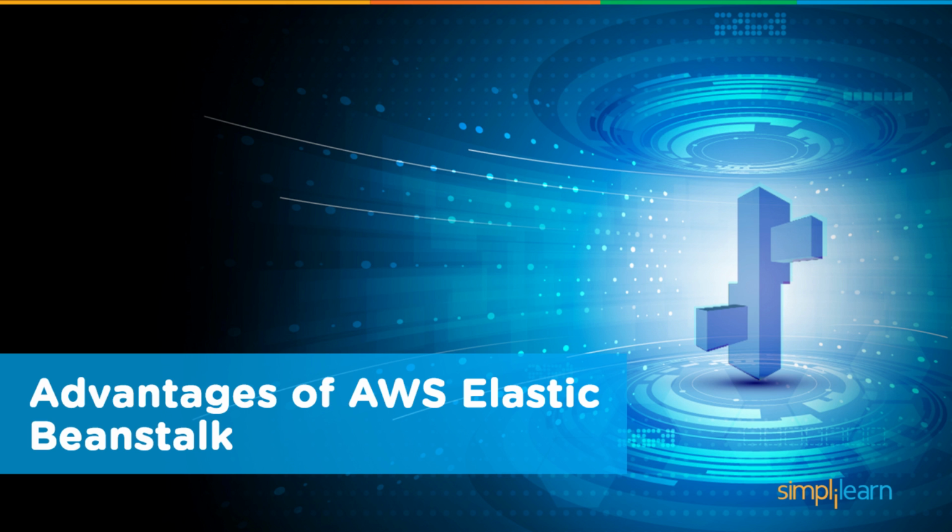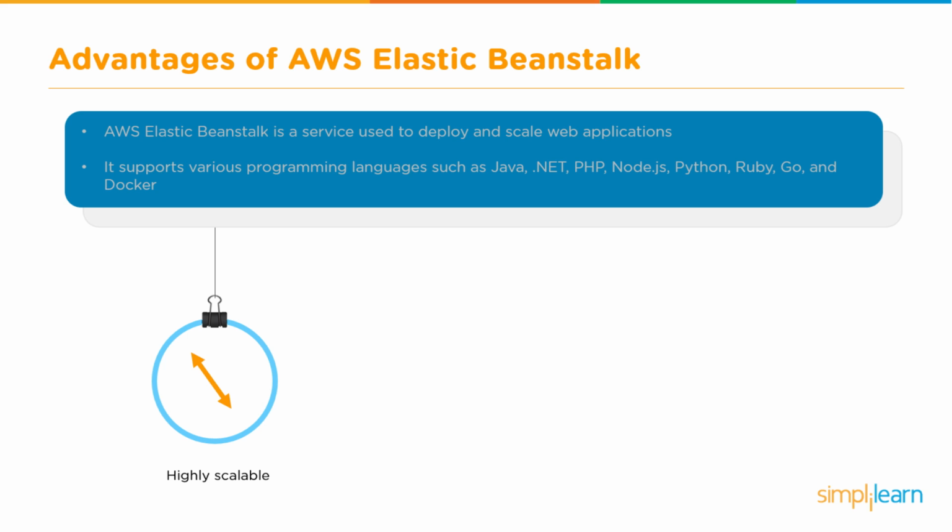Now, what are the advantages associated with Elastic Beanstalk? First advantage is that it's a highly scalable service. When we talk about scalability, it means that whenever we require resources on demand, we can scale up the resources or we can scale down the resources. So that is the kind of flexibility we get in terms of changing the type of resources whenever we need it. And in that case, Elastic Beanstalk is a highly scalable service.